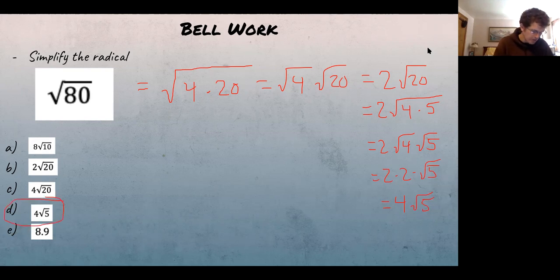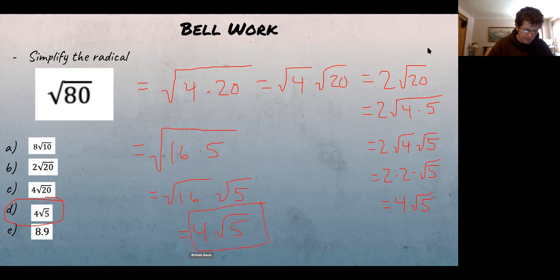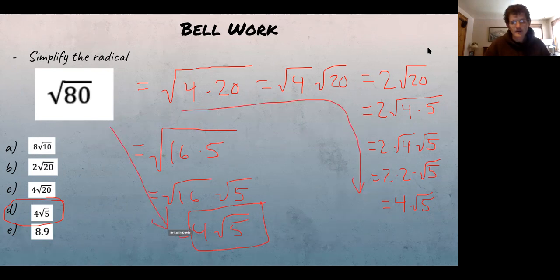Now, you could have done it just really quickly a different way. You might have immediately figured out that 80 was just 16 times 5. And if you're able to do that, then it's a much shorter process, because you can just say the square root of 16 times the square root of 5. And I know the square root of 16 is 4. And there it is. So it doesn't matter if you went the longer route to get there, or if you did the shortcut. The only thing that matters is that you're able to keep simplifying and you found your final answer.